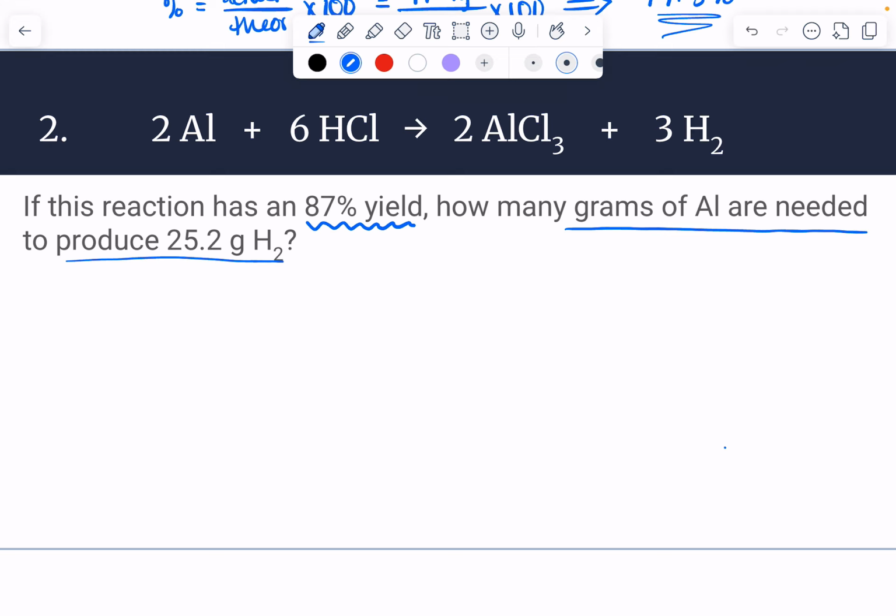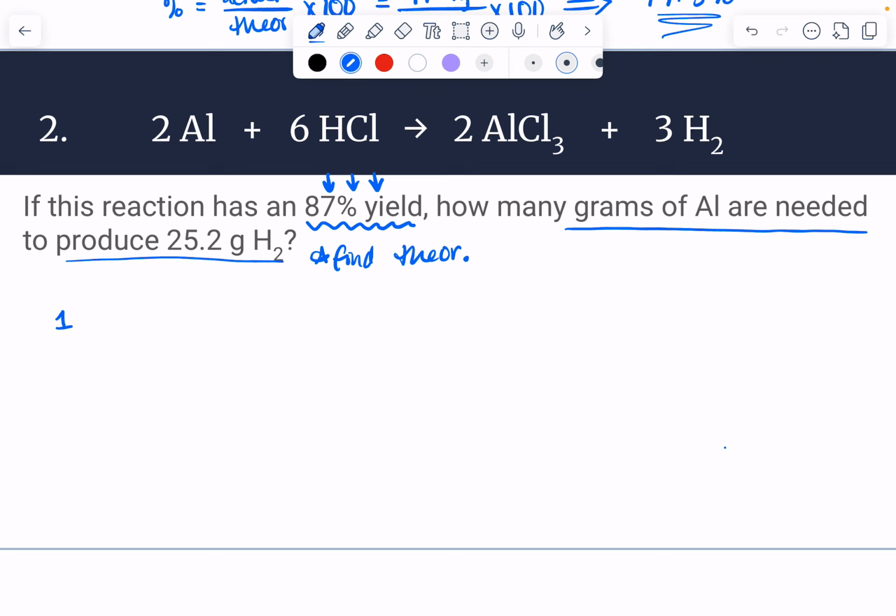What we have to remember is we already know this is not 100% efficient. So the thing that we are trying to figure out is how much aluminum we need, but keeping in mind we have an 87% efficiency. So we need to figure out how much we would actually need with that 13% being lost. So we're going to be finding the theoretical here. I'm going to put that as a note here. There's actually kind of two methods that you can do for this. I'm going to show you both, and you can pick whichever one works for you.